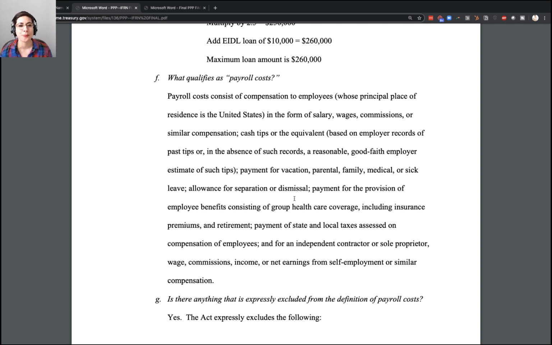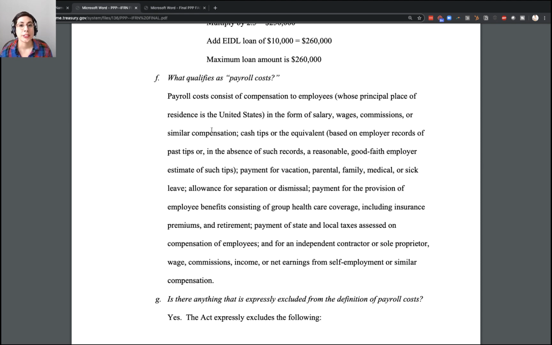I will put all of the links in the information below. So, payroll costs that you can include are compensation to employees whose principal residence is the United States. That's still the same. So salaries, wages, commissions, or similar compensation. There's a little confusion around how we would include things like owner's draws. If we have a client who has an S corporation, we'll include both the W-2 wages and the distributions up to $100,000. And if you're an LLC member or sole prop, etc., we will include your draws up to $100,000 as well.